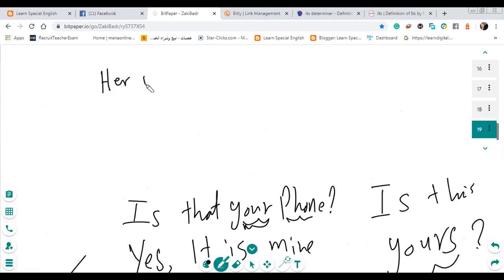A phone is red. Or let's say is good. Her phone is good. Here it's a determiner, and here's a noun. And here is the verb, and here is an adjective. Her phone is good.